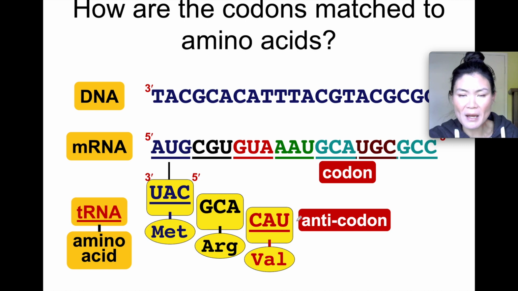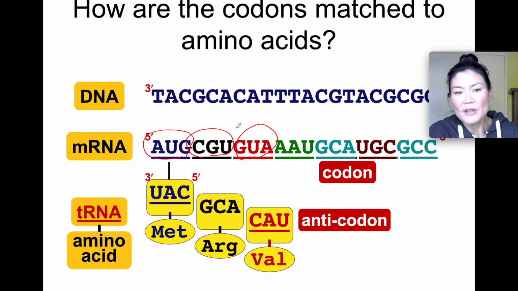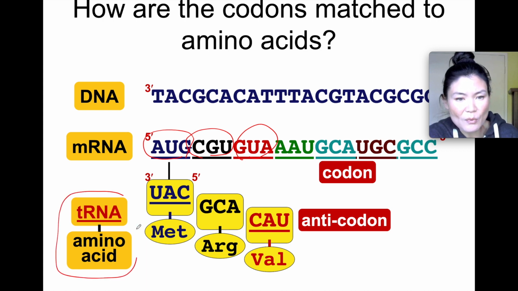So how are codons matched to amino acids? Looking at that chart, AUG codes for methionine. CGU codes for arginine. GUA codes for valine. How is the cell going to bring those amino acids together to make the protein? Well, there's a tRNA involved and there's a ribosome involved. We haven't really talked about ribosomes or tRNA yet, but we'll do so now. The tRNA is going to be attached to the appropriate amino acid, bringing the amino acid to the ribosome.